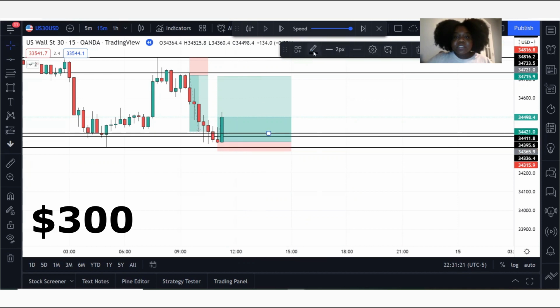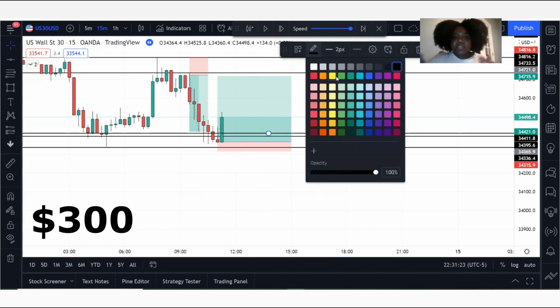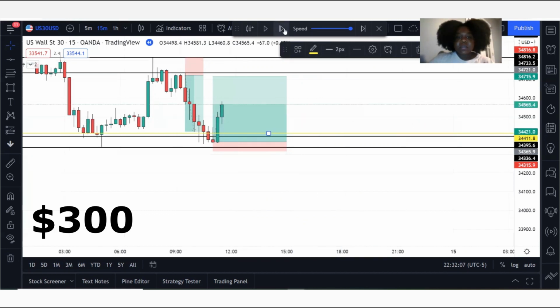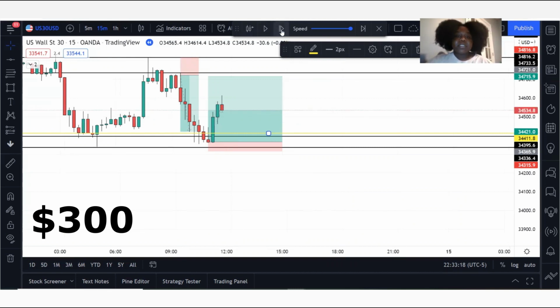So just so we can tell the difference and it's not like another type of zone, I'm going to draw this line yellow. I want it to come back down to this yellow and then I will get in for the buy. Let's see what the next candle does. Okay. It did not come back. So your buy limit did not activate. So this trade would have just said goodbye and left you. But let's see what happens next.